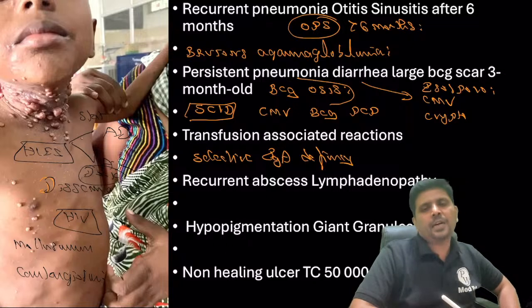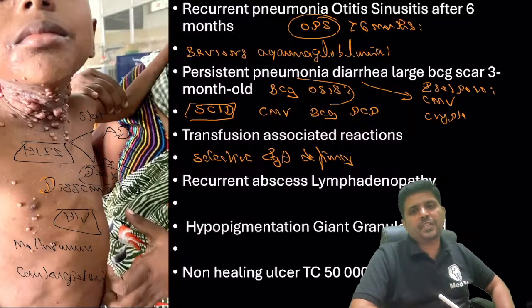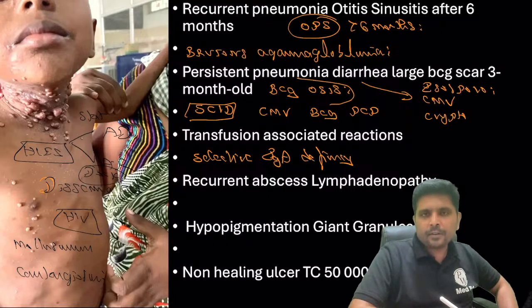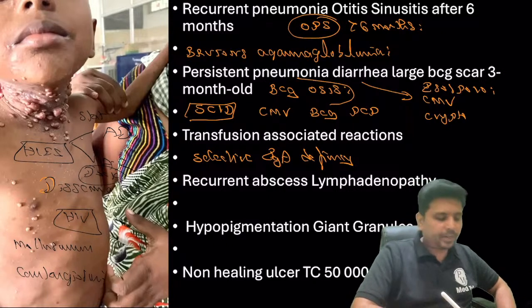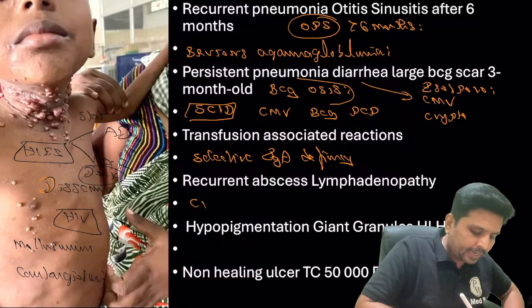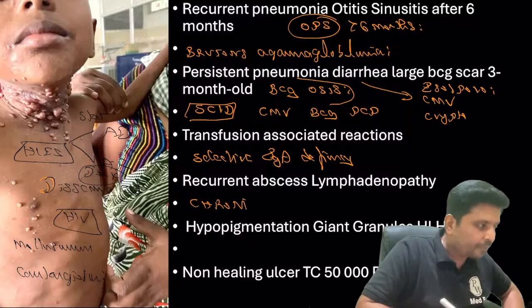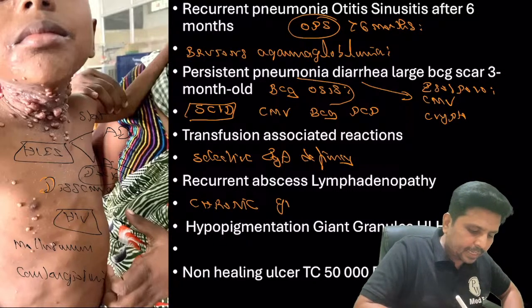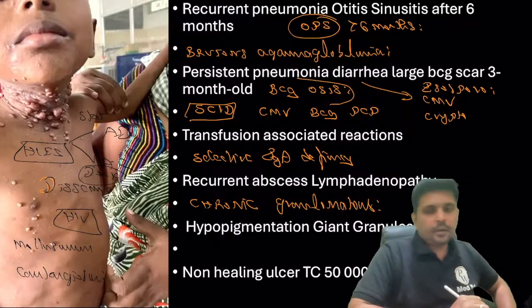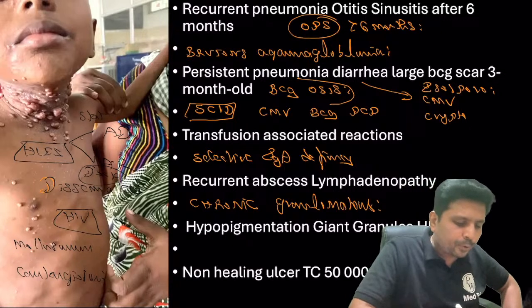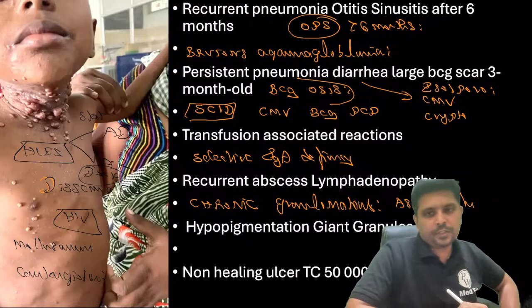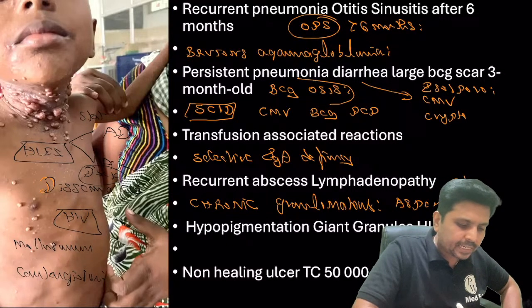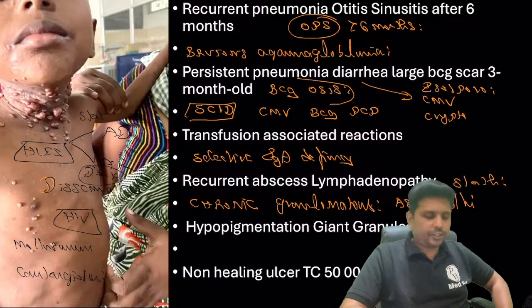Recurrent abscess and lymphadenopathy is a feature of an NADPH oxidase deficiency. What is that? Very good. Chronic granulomatous disease. Recurrent abscess is a feature of chronic granulomatous disease, and they are prone to invasive aspergillus and recurrent Staph aureus infection.